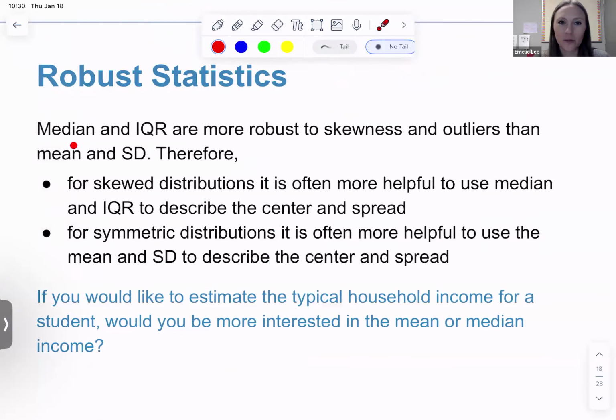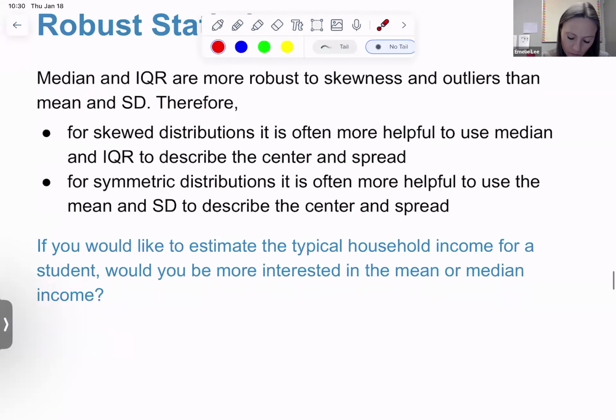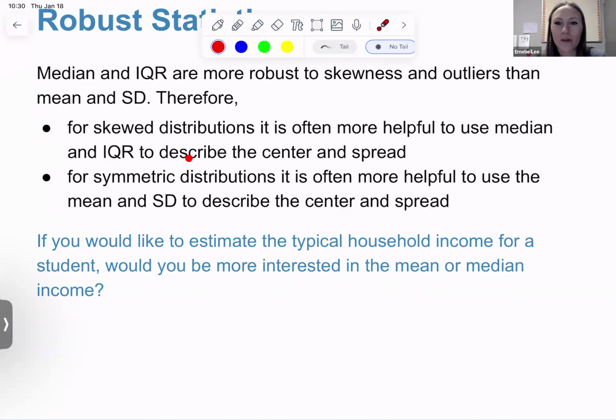And so here, we've already talked about this, but the median and the interquartile range are more robust to skewness and outliers than the mean and the standard deviation. So that's why for skewed distributions, we should be using the median and the interquartile range. Whereas if you have a symmetric distribution, not even a normal distribution, but any symmetric distribution, you can use the mean and the standard deviation for the center and spread.